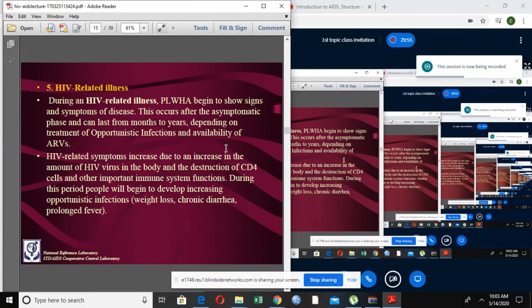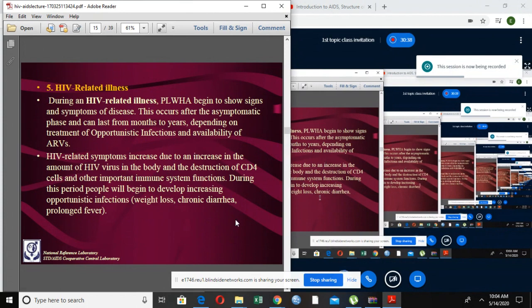During this period, people will begin to develop increasing opportunistic infections. At this phase, all these opportunistic infections are coming in because remember, the CD4 cells are being destroyed, meaning that the helper T cells will not be able to recognize the HIV. So the HIV will invade more and more helper T cells by destroying CD4 cells, and by that, the person will have a very low immune system that will help the virus to continue attacking the body. And that's why we have a lot of weight loss, a lot of chronic diarrhea.